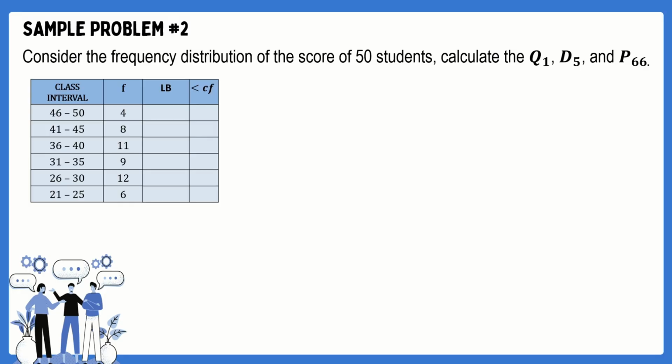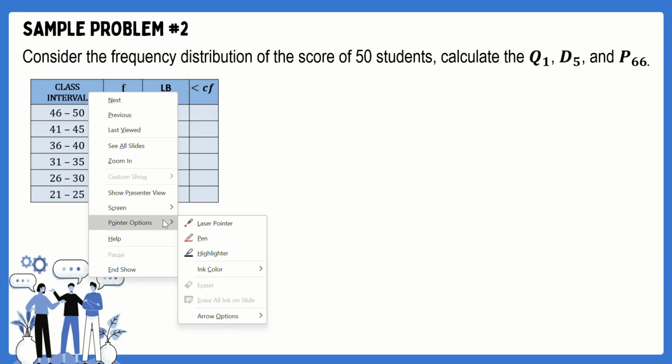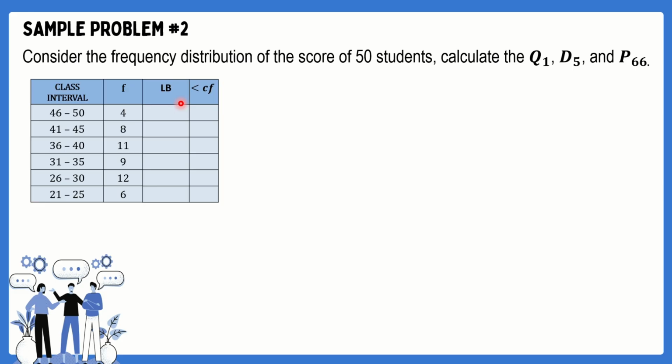score. So let's find first the lower boundary. So let's have first the pointer. In getting the lower boundary, let's just subtract 0.5 from these numbers. So we have 45.5, 40.5, 35.5, 30.5, 25.5, and 20.5.